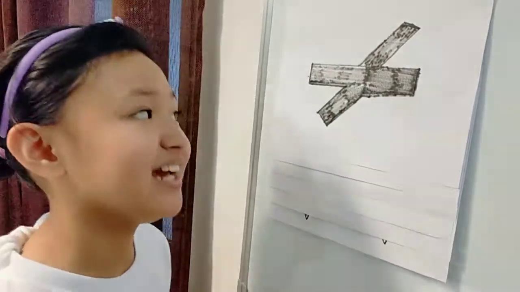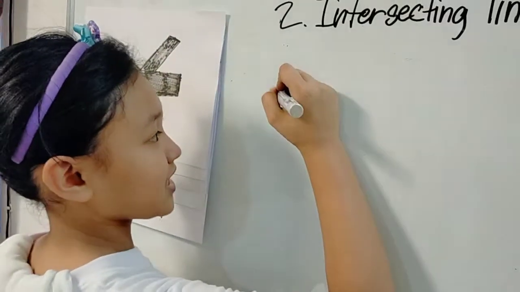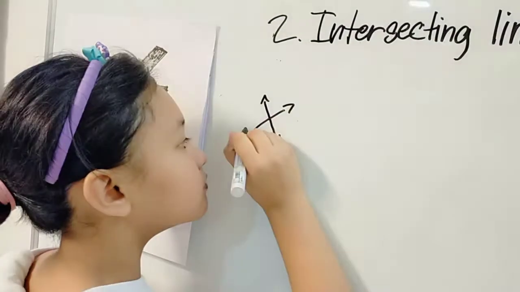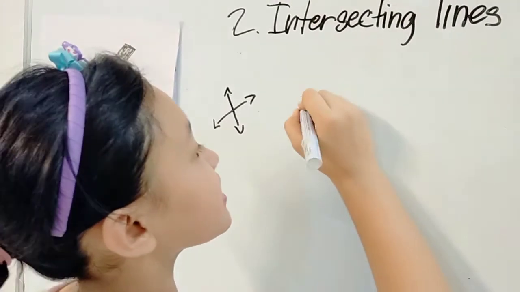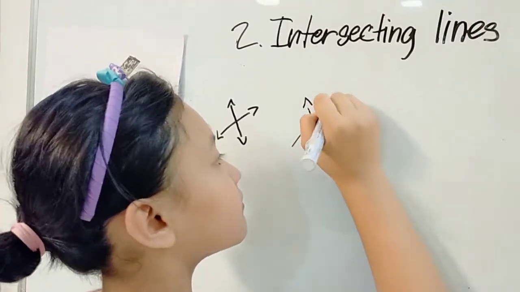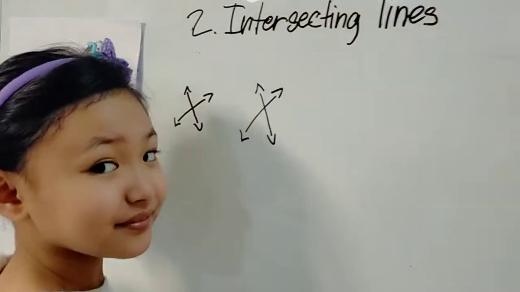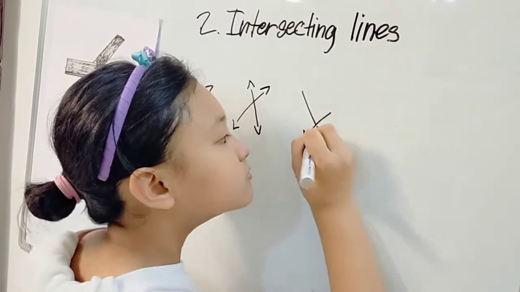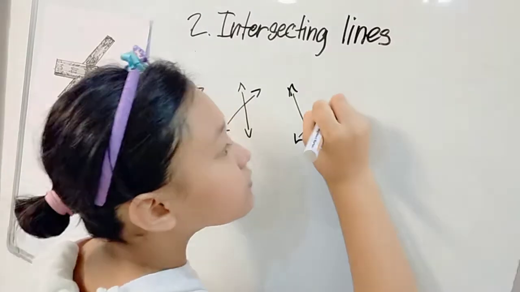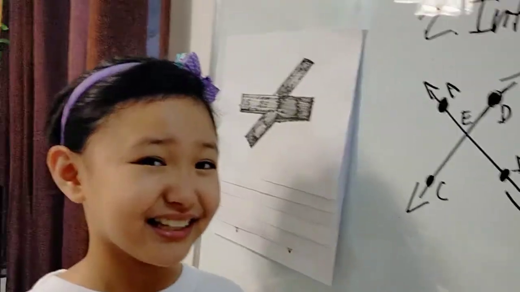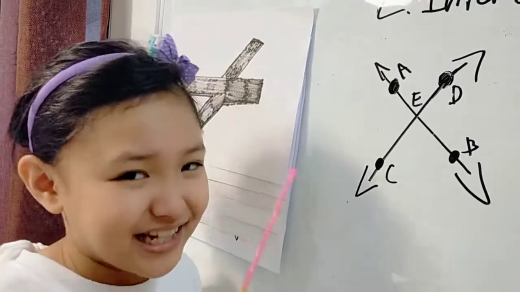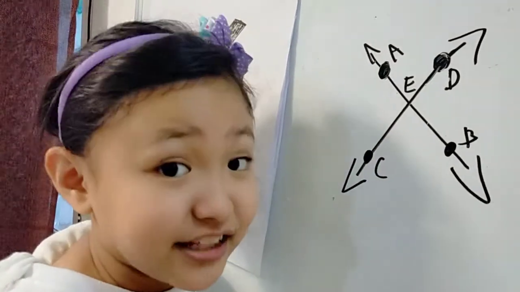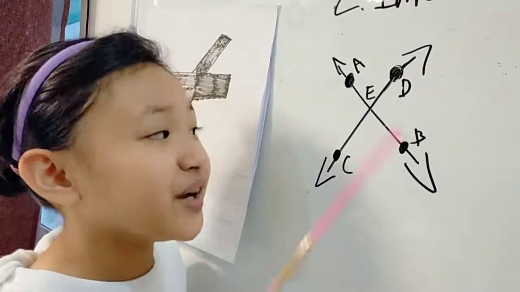Examples of intersecting lines are like this, this, and this. This figure is an intersecting line because the 2 lines intersect each other at the point, which is point E.